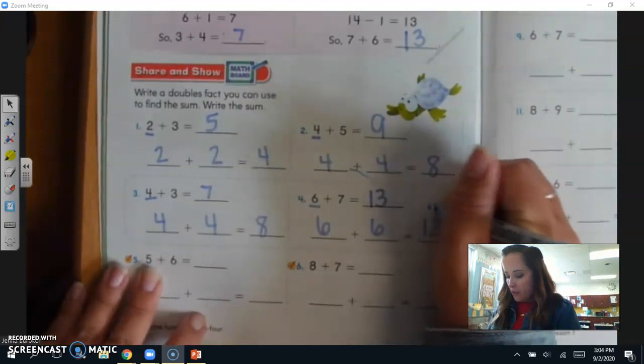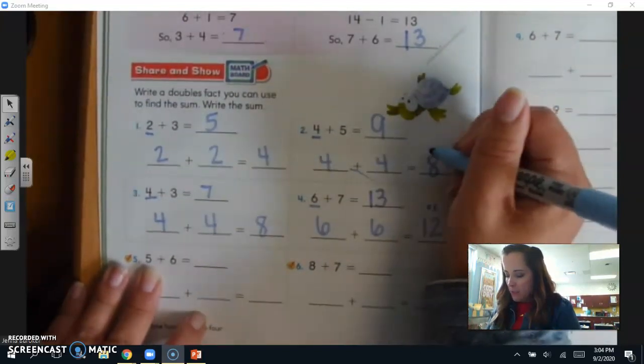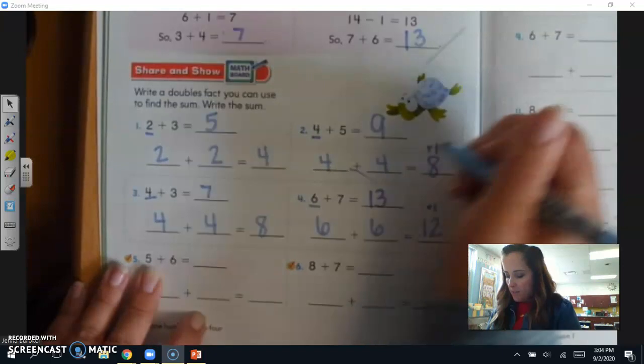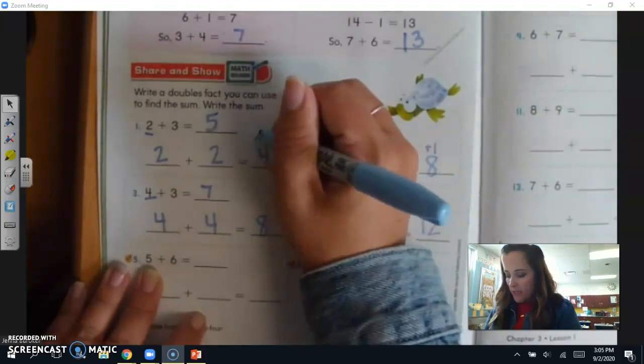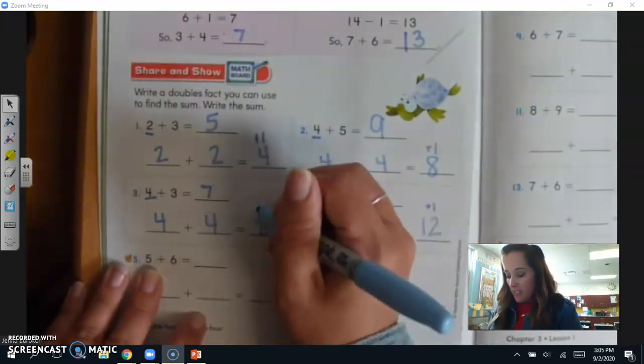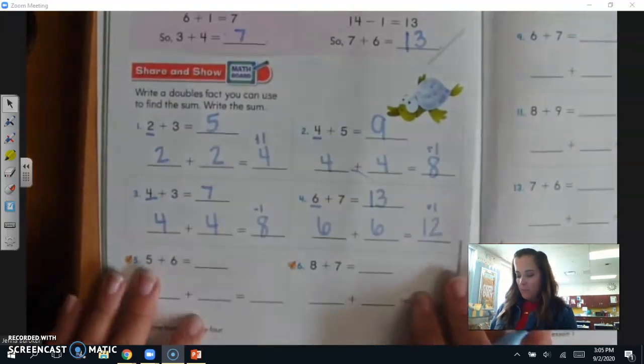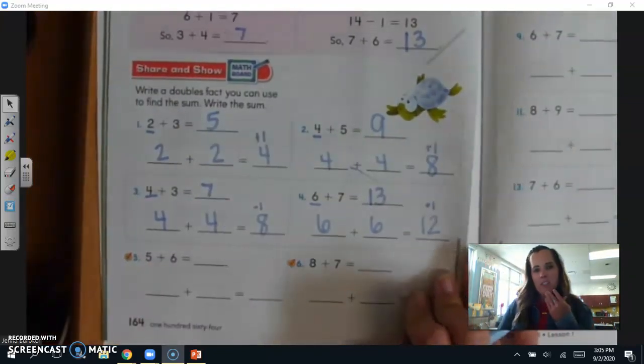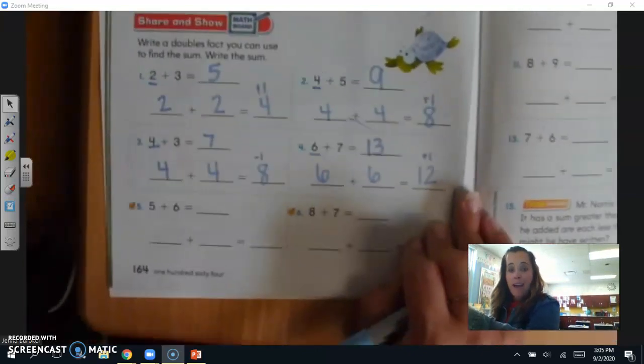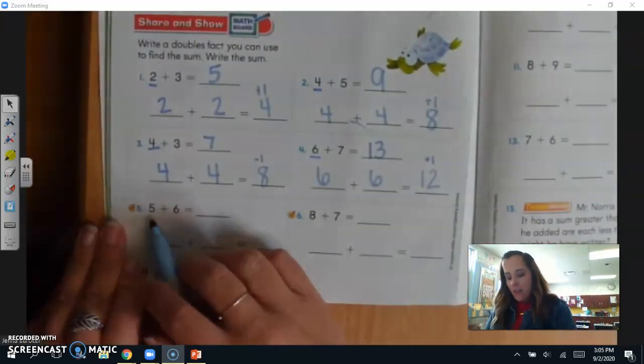If you want, you could put a little plus 1 here. Up here we added 1, right? Up here we added 1. And here we subtracted 1. If that helps you understand what we're doing. If not, don't do it. Let's go to number 5.